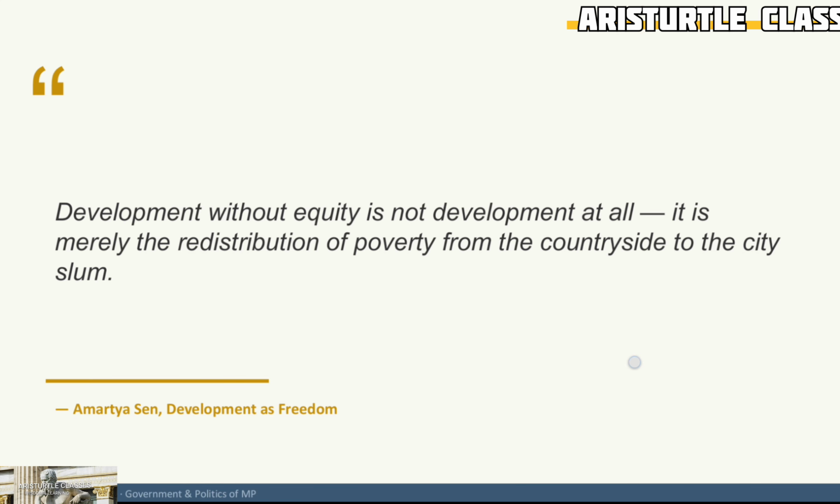Now talking about Amartya Sen's quote, he says that development without equity is not development at all. It is merely the redistribution of poverty from countryside to the city slums. If you do not provide development with equity, meaning if you do not provide development to the poor at the rural level, then they will migrate to the city, and they will become more poor than they were in villages. So we should have decentralized planning, decentralized government.